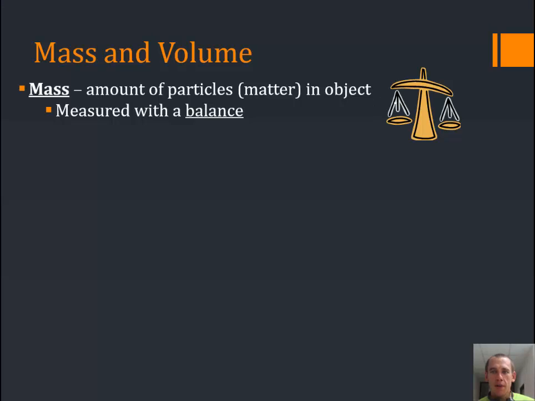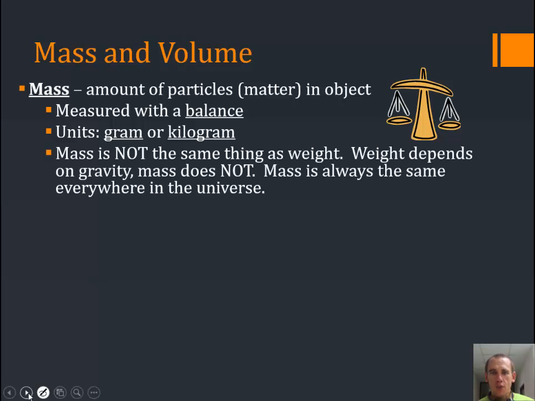We have both analog or old school balances that have pans on them. We also have new digital balances. And we use the units of grams or kilograms. We don't use the units of pounds. Pounds measure weight, and mass is not weight.